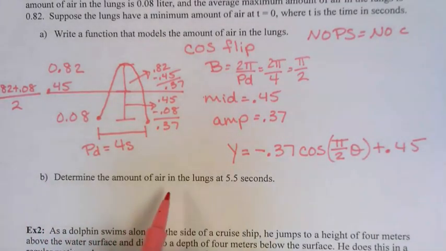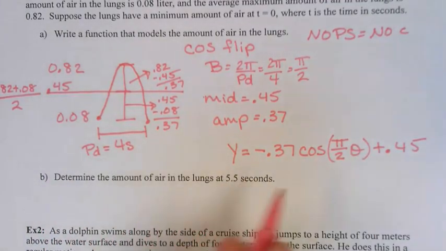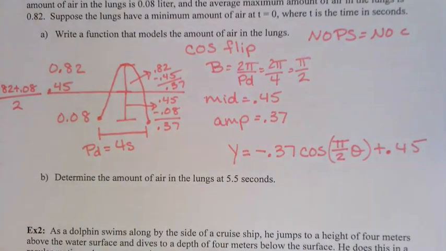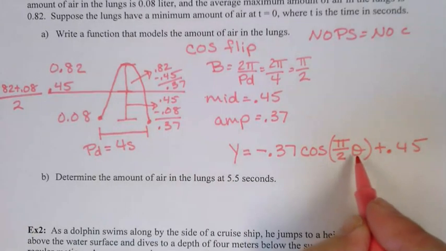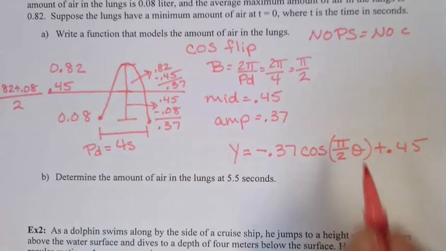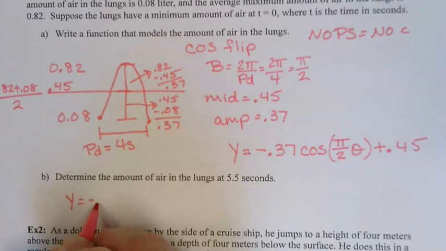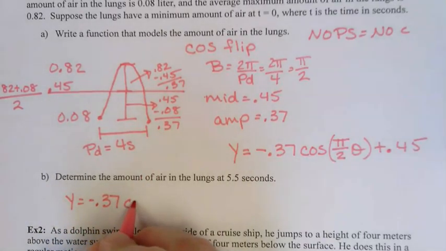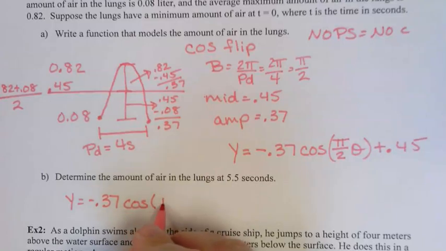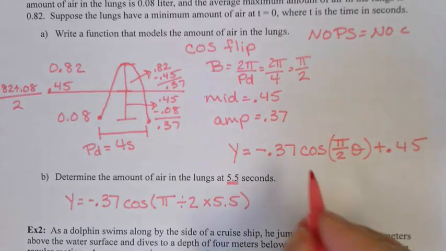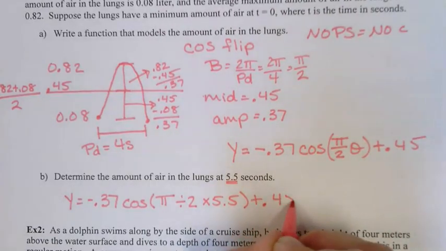Here it says determine the amount of air in the lungs at 5.5 seconds. So we're going to plug this in. Now I use theta. We could have used a t here. I'm keeping it theta so we're not flip-flopping. But please know theta and t are going to be the same variable for us. So the way we're going to put this in our calculator: cosine, and I'm going to write it out how you would type it. Pi divided by 2 times 5.5, close parentheses, plus 0.45.